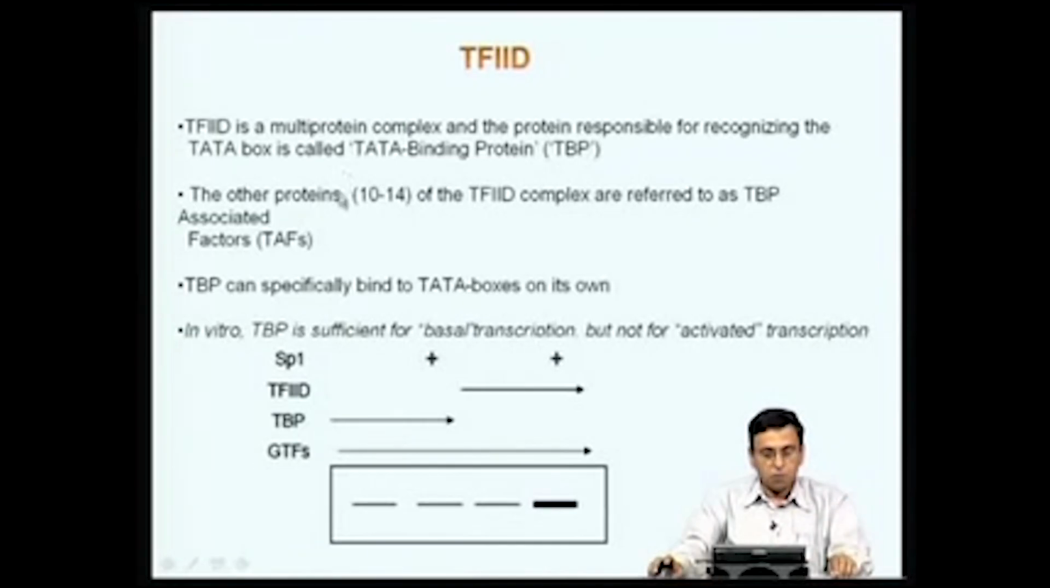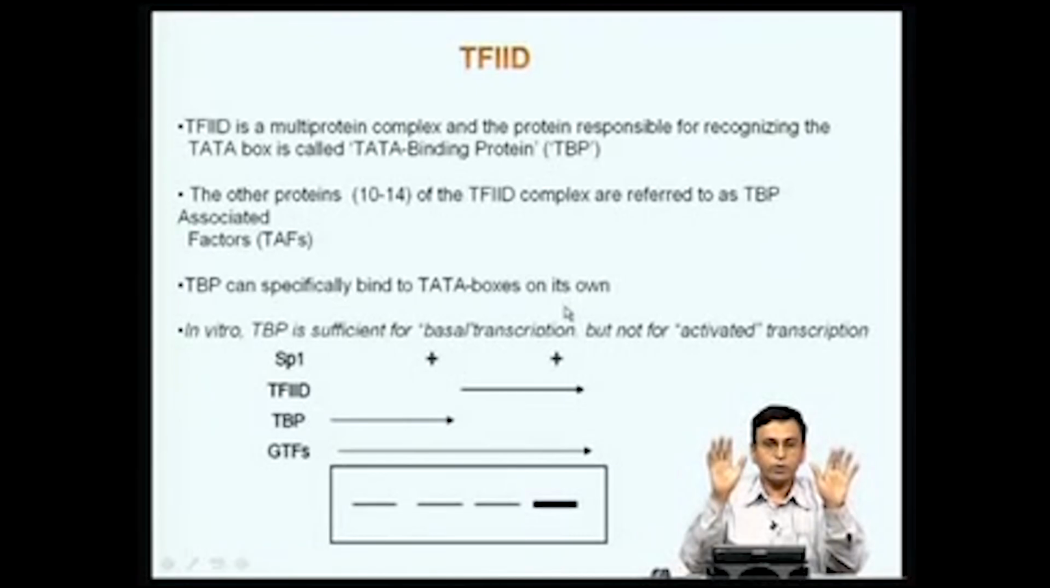There are many other proteins, about 10 to 14 different proteins, in the TFIID complex, and these are referred to as the TBP associated factors or TAFs. Remember this word TAFs, TBP associated factors. We are going to discuss a lot more about these TAFs in this class. Now, TBP can specifically bind to the TATA box on its own.